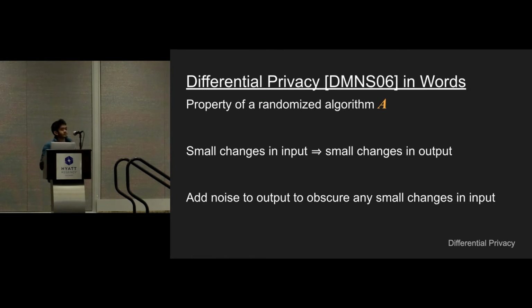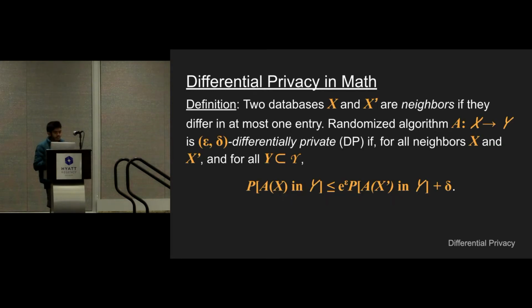In words, differential privacy is a property of a randomized algorithm that says that small changes in the input to that algorithm only produce small changes in the output of that algorithm. And we achieve this guarantee by adding noise to the output to obscure small changes in the input. And in math, Seth just talked about this, so hopefully I don't have to spend too much time on it, but it's good to say it anyway.